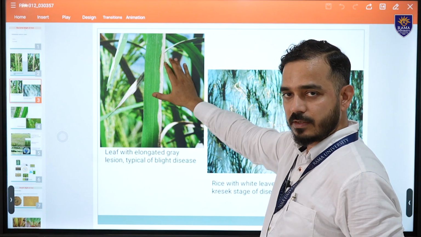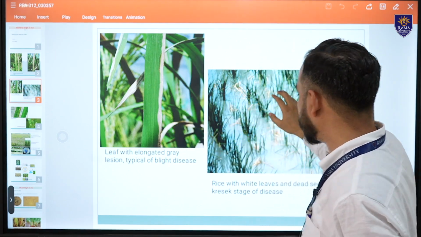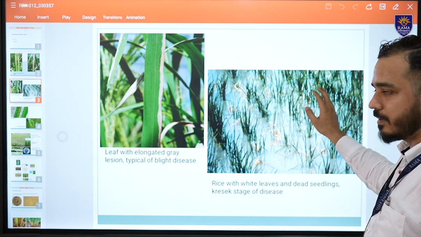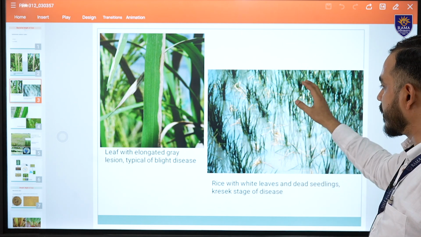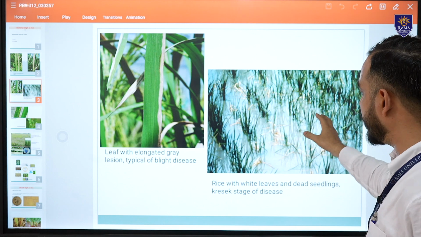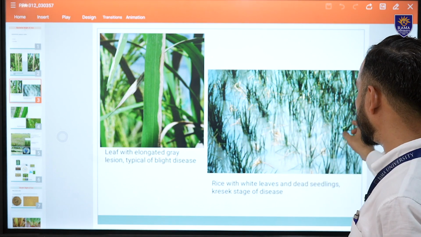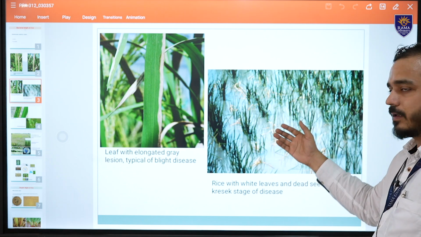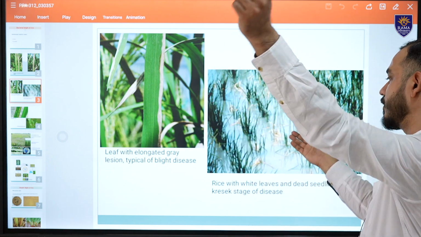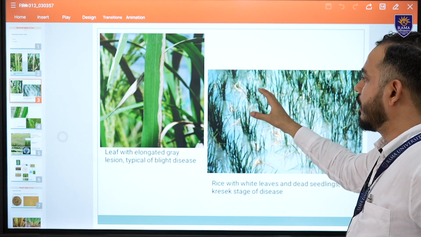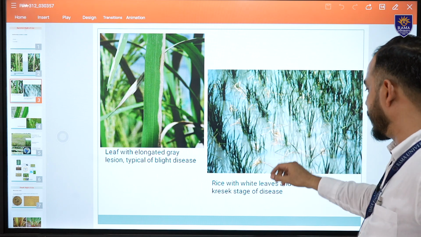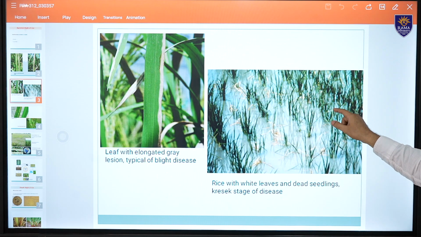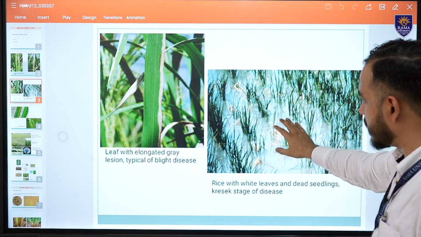You can see in the picture a leaf with elongated grayish lesions, typical of the blight disease. And this one shows rice with white leaves and dead seedlings, the kresek stage of the disease as discussed earlier. The kresek phase attacks one to three weeks after transplanting. In kresek symptoms, after the wilting of the plant, the leaves will turn yellow, then white, and ultimately the plants die in the field.